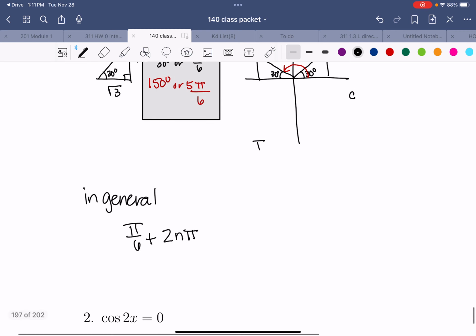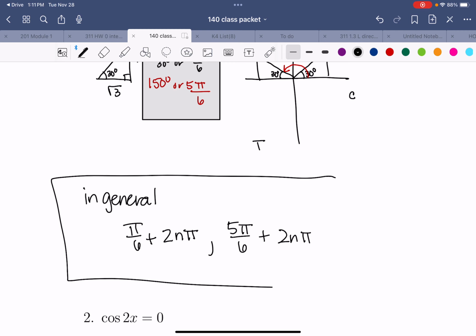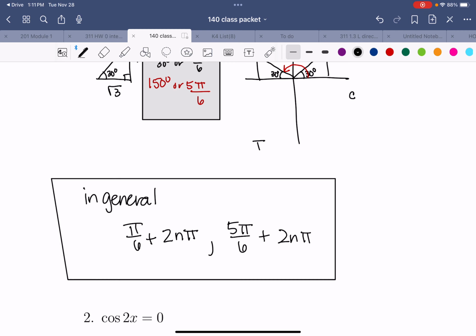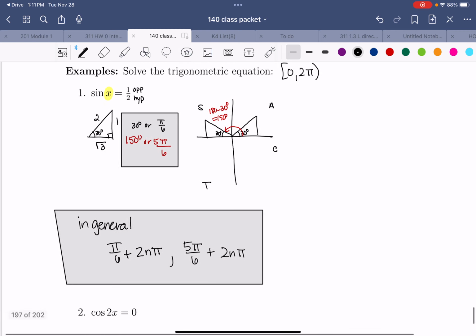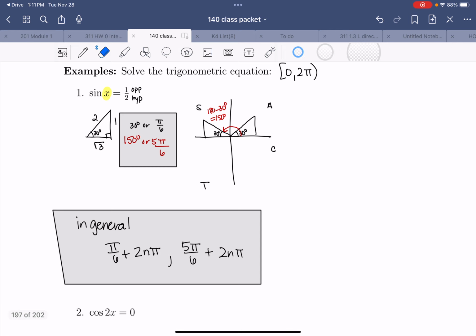So if n was 1, you'd take pi over 6 and add 2 pi, right? And our second solution would be 5 pi over 6 plus 2n pi, right? Because that's how you get your coterminal angles. So this is what would be our solution in general. If we're only in the interval from 0 to 2 pi, then we're going with pi over 6 and 5 pi over 6. If we're going in general, we're just going to add 2n pi to those.